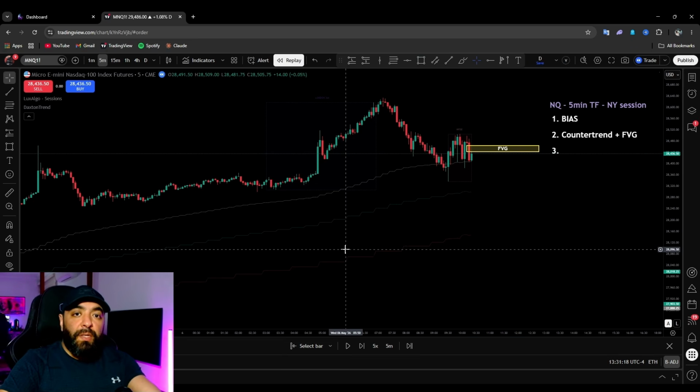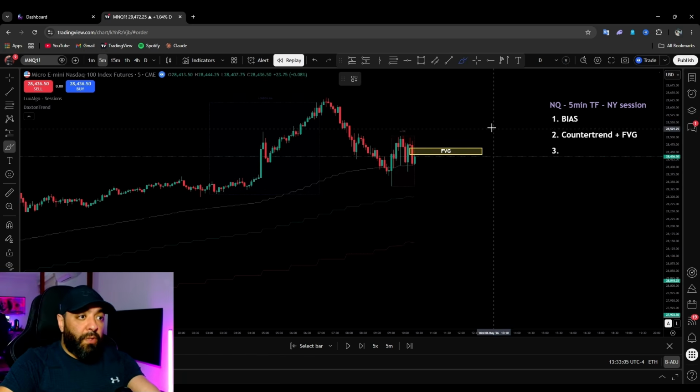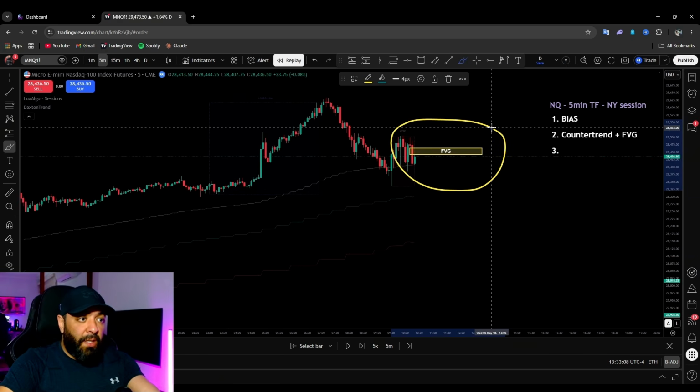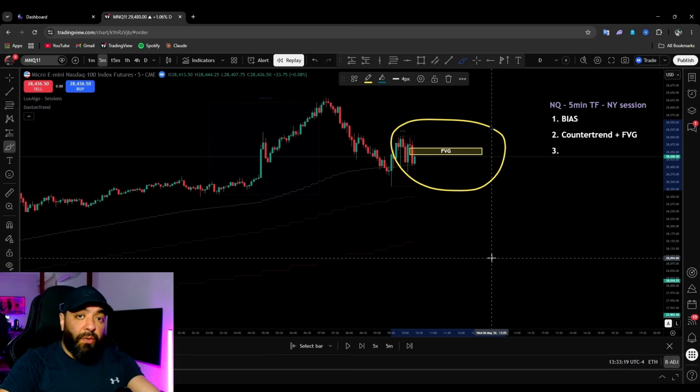In some cases, I'll also watch previously unmitigated FVGs from earlier in the same day, if price inverts them cleanly with the confirmed bias. It's a lower probability setup, but it works on directional days. For this example, the FVG is here. That is where I'm watching. I don't enter yet, I don't touch anything, I'll just wait.